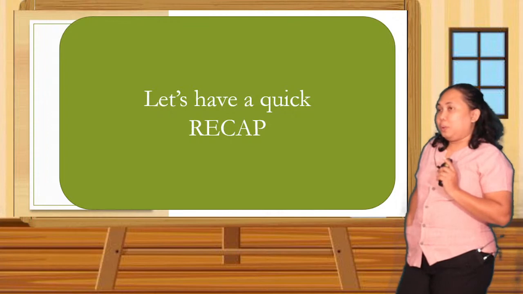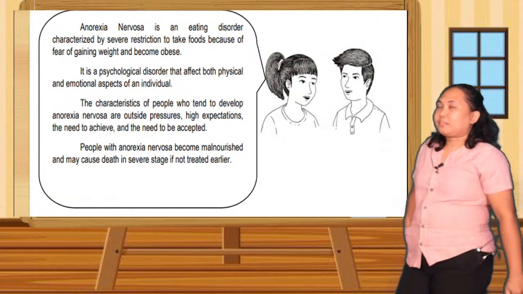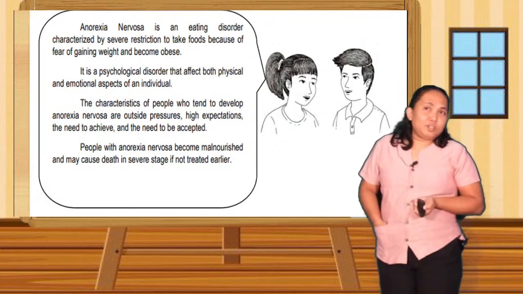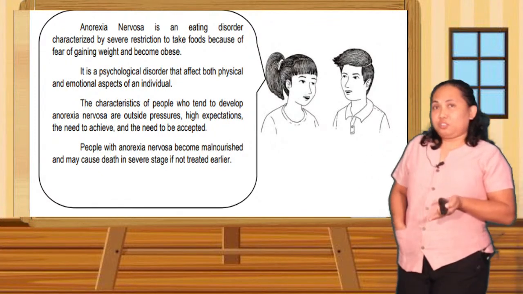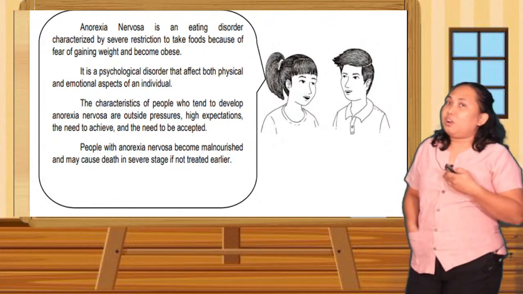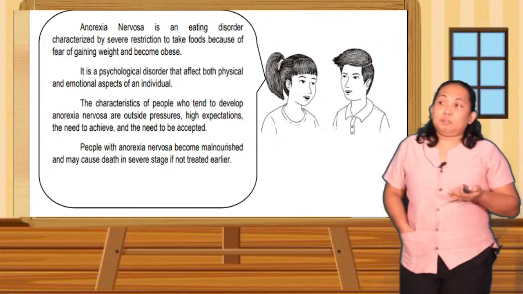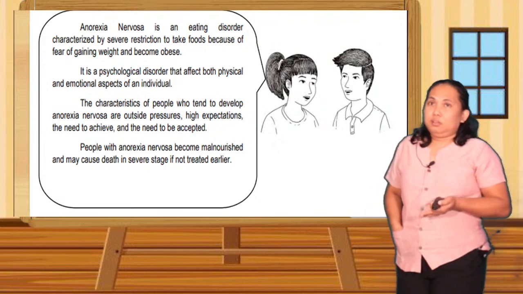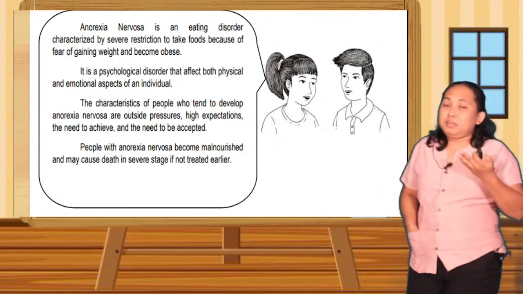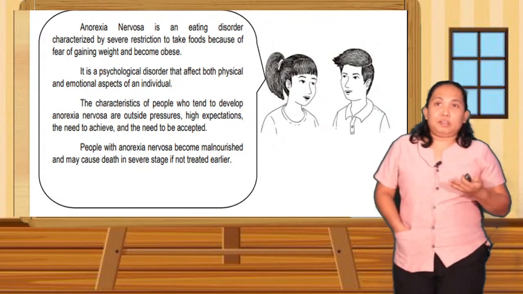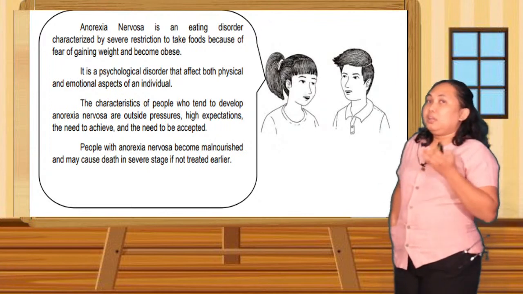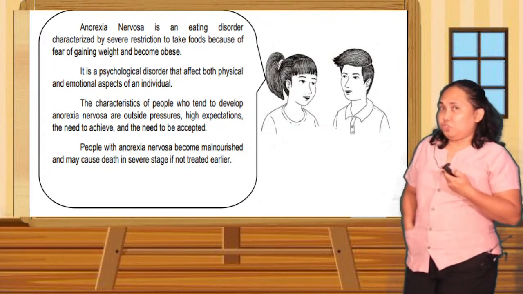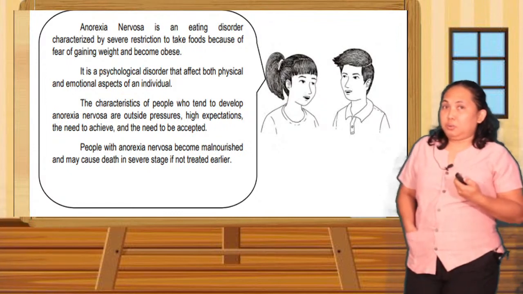Now let's have a quick recap. Anorexia nervosa is an eating disorder characterized by severe restriction of food intake because of fear of gaining weight and becoming obese. Okay? They don't want to get fat because they are afraid that maybe some of their friends might not like them if they are fat. Of course. And it is a psychological disorder that affects both physical and emotional aspects of an individual.